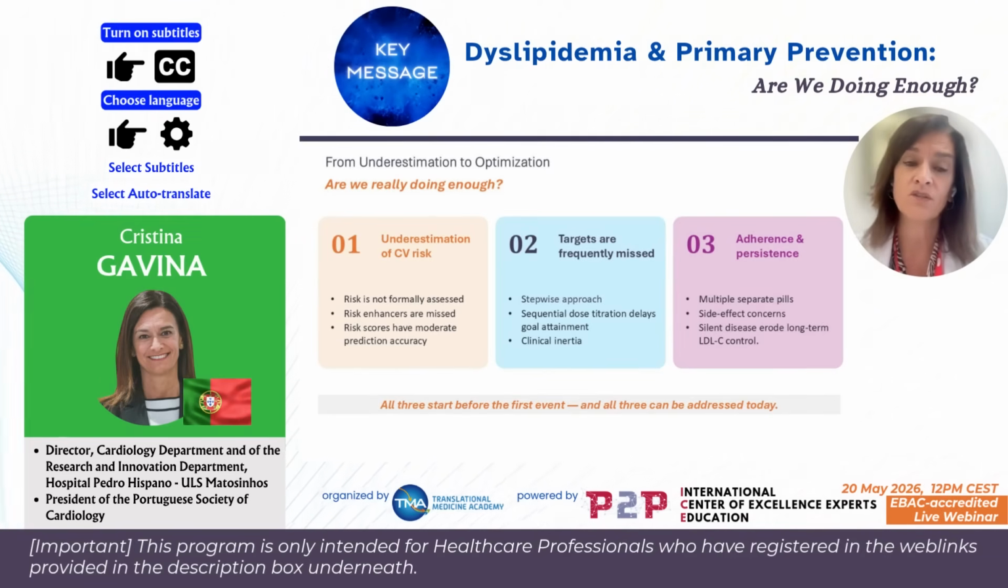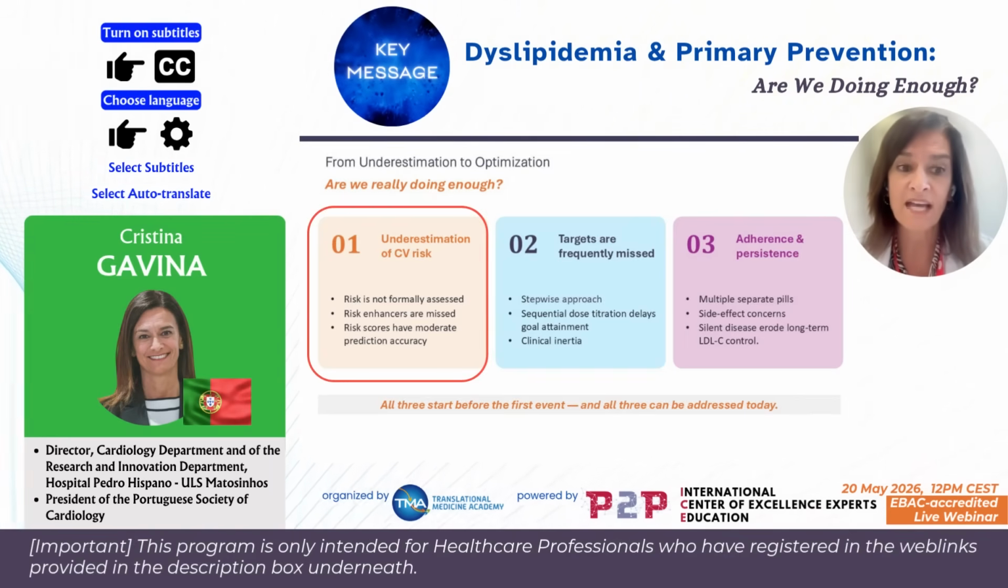The first one is the underestimation of cardiovascular risk. Actually, the problem is that only 1 in 2 persons have their cardiovascular risk estimated by a risk score. So you cannot rely on your clinical judgment. You have to evaluate risk so that you can have a way to guide your intensity of intervention. And this is absolutely important.